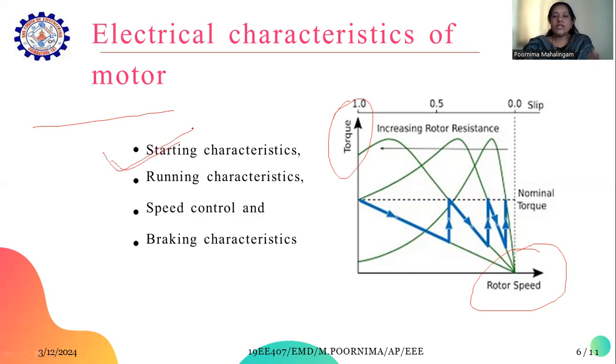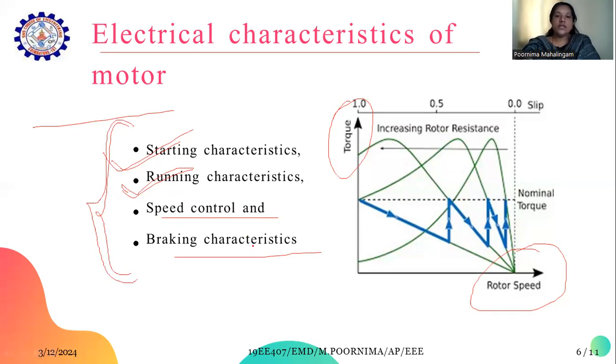We have to see that the starting is smooth. If there are any losses in the starting, we have to consider these when choosing the motor and electrical drives. Then the running characteristics: when running, what happens? What about the current, what about the speed, what about the torque? We have to consider everything, and speed control, and braking system. These are the four major characteristics of electrical and mechanical characteristics.